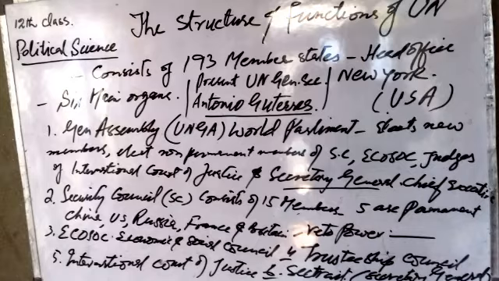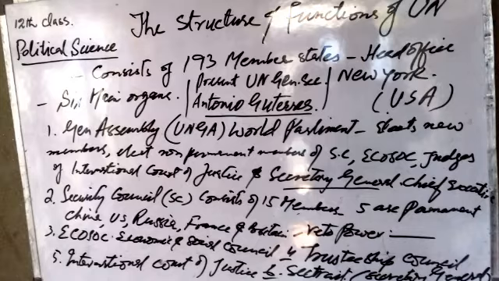The third one is the Economic and Social Council. The Council has 54 members elected by the UN General Assembly. The members are elected for 3 years and 18 of them retire every 1 year. Its main function is to promote social, economic, cultural, and educational cooperation between member states.